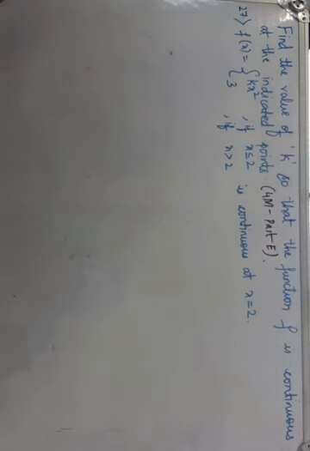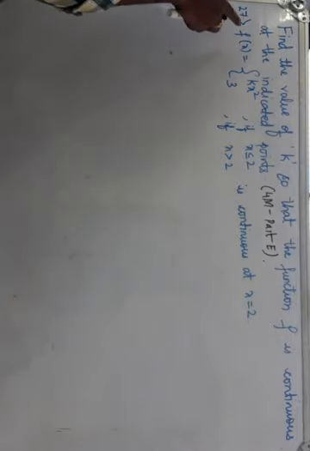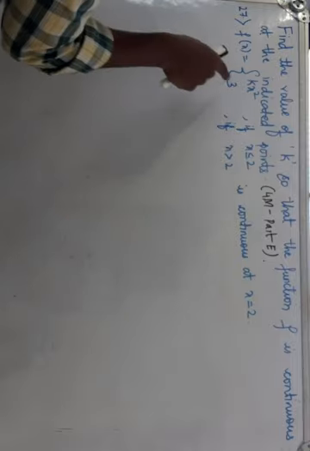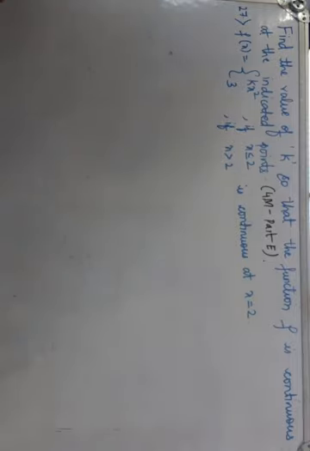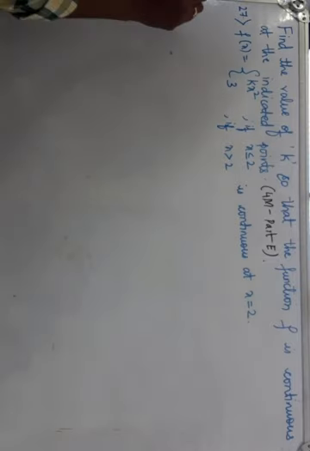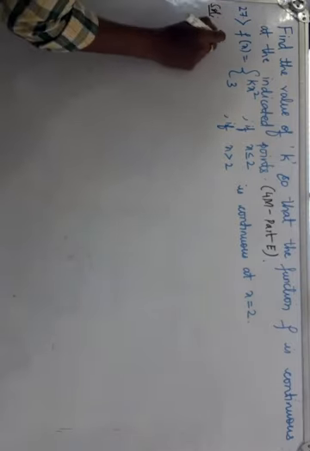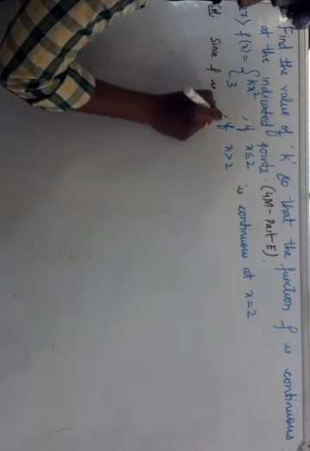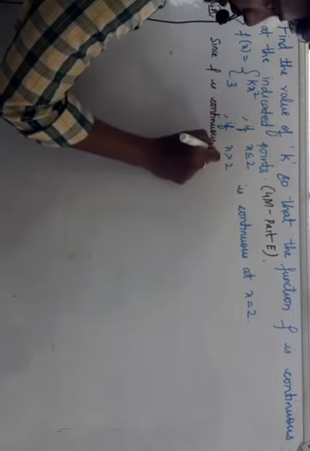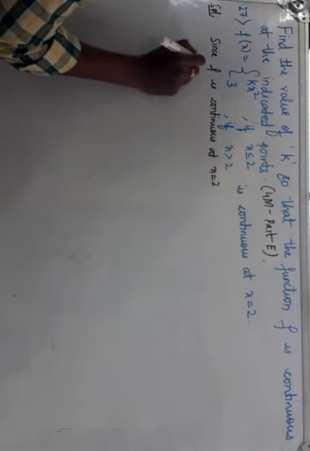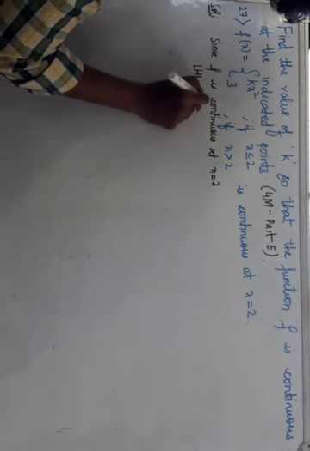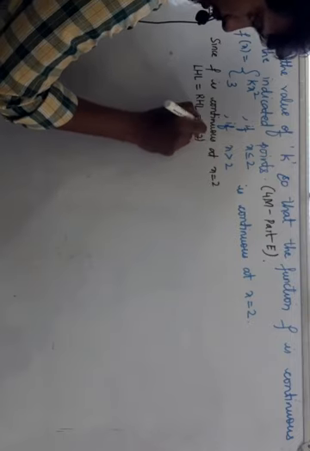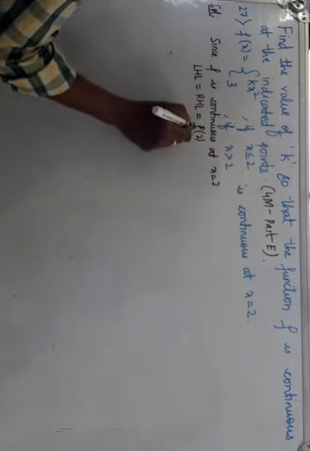Next example. This is very simple. Here the function is given: f of x is equal to k into x square if x is less than or equal to 2, and f of x is 3 if x is greater than 2, and it is continuous at x is equal to 2. Solution: since f is continuous at x is equal to 2, LHL will be equal to RHL, which will be equal to the value of the function at the given point. The given point is 2, so f of 2.